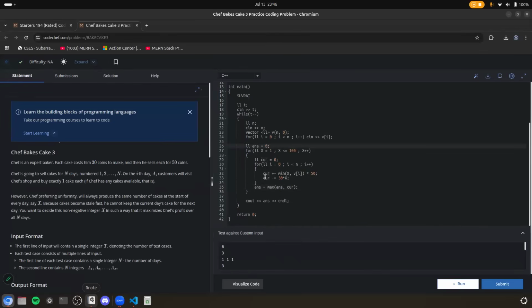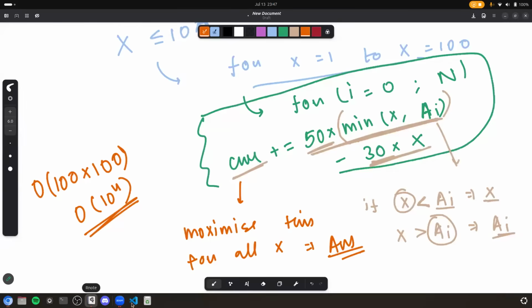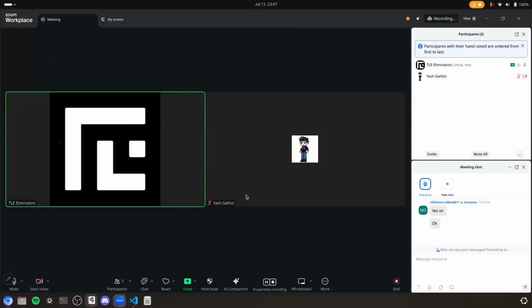Answer was initially 0. That would be the case when we don't bake any cakes, where X is equal to 0. So answer can never be less than 0. And we just do answer as maximum of current and answer. That was a fairly simple question. Do you guys have any doubts in that?